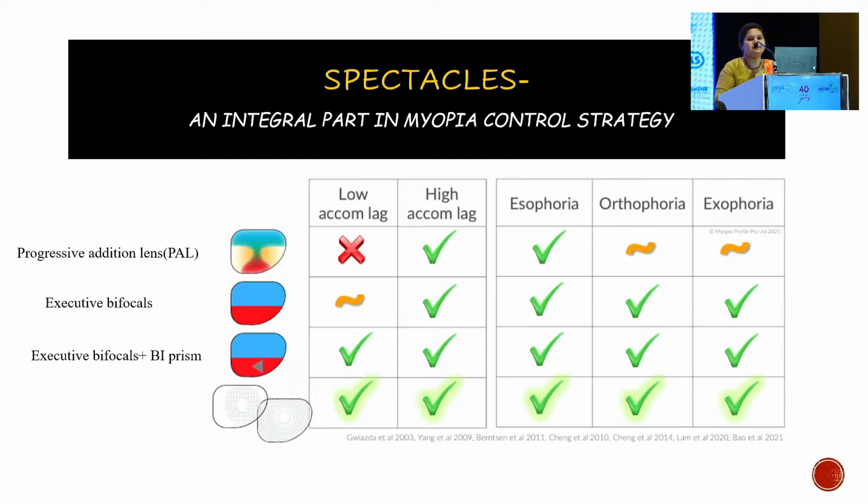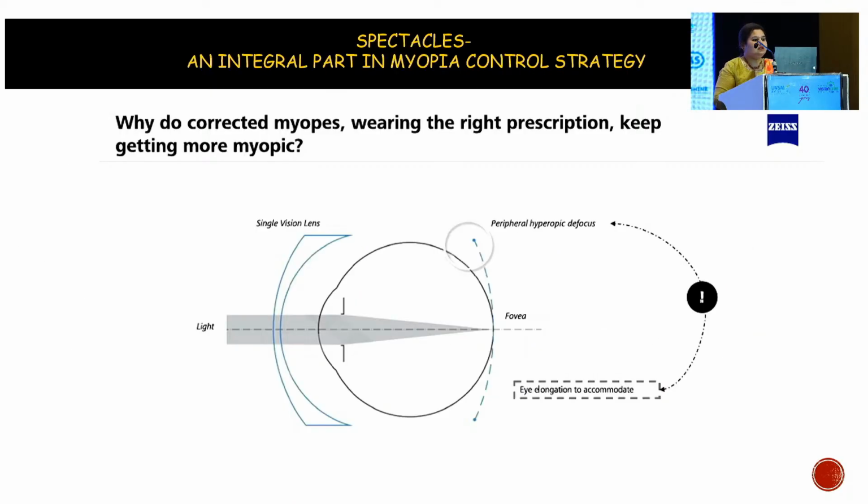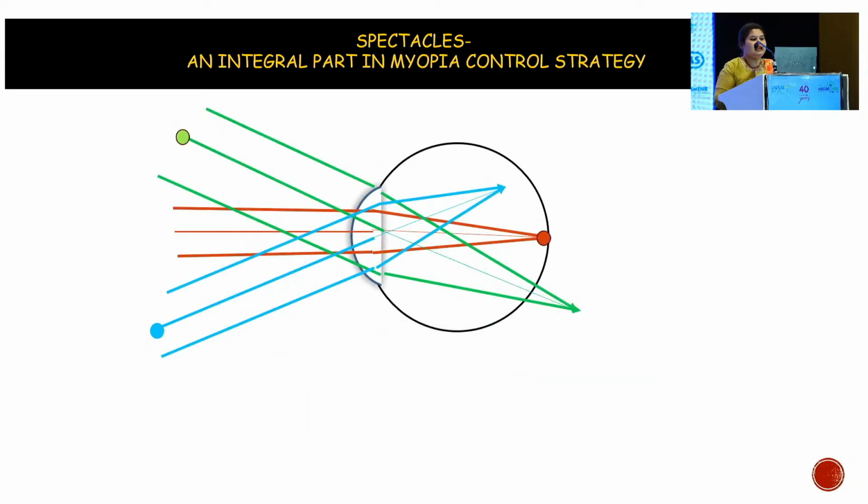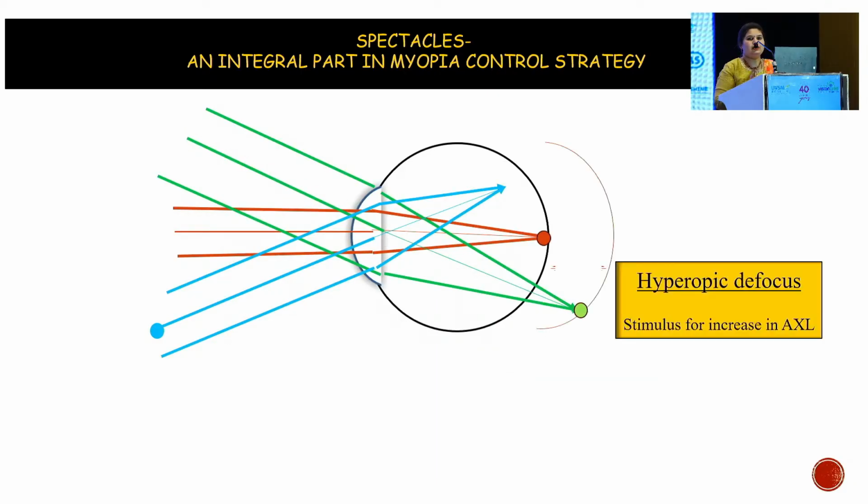Executive bifocals and the prismatic bifocals have a modest efficacy in myopia control, with the prismatic bifocals working better in patients with low accommodative lag. The recent development of the peripheral defocus lenses seems to have a better efficacy in myopia control, with control of over 60%. Generally, when the patient wears single vision glasses, the central rays get focused on the fovea, whereas for the peripheral rays there's a small hyperopic defocus. This peripheral hyperopic defocus acts as a stimulus for the ocular growth.